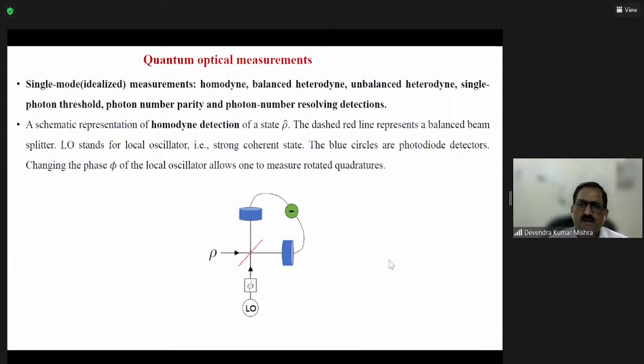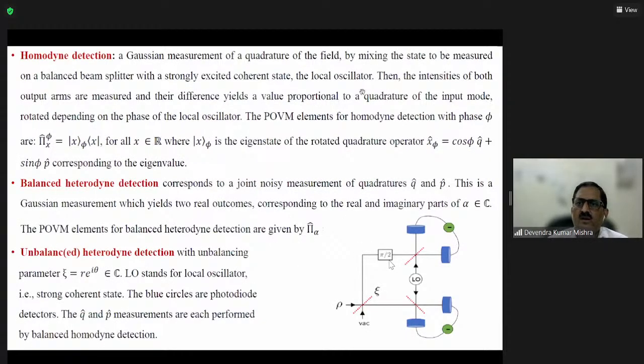A schematic representation of homodyne detection of a state rho is given here. The dashed red line represents a balanced beam splitter. LO stands for local oscillator, that is a strong coherent state. The blue circles are photodiode detectors. Changing the phase phi of the local oscillator allows one to measure the rotated quadratures. So in this way, we can perform the homodyne detection for a state rho. Homodyne detection is a Gaussian measurement by mixing the state to be measured on a balanced beam splitter with a strongly excited coherent state, the local oscillator.